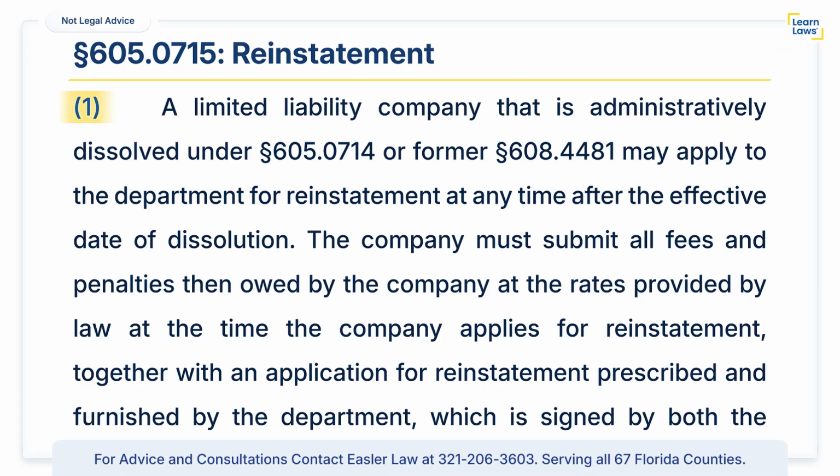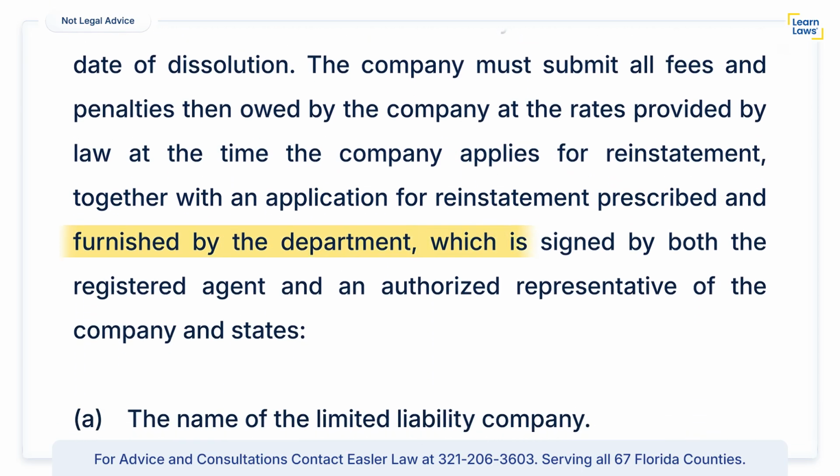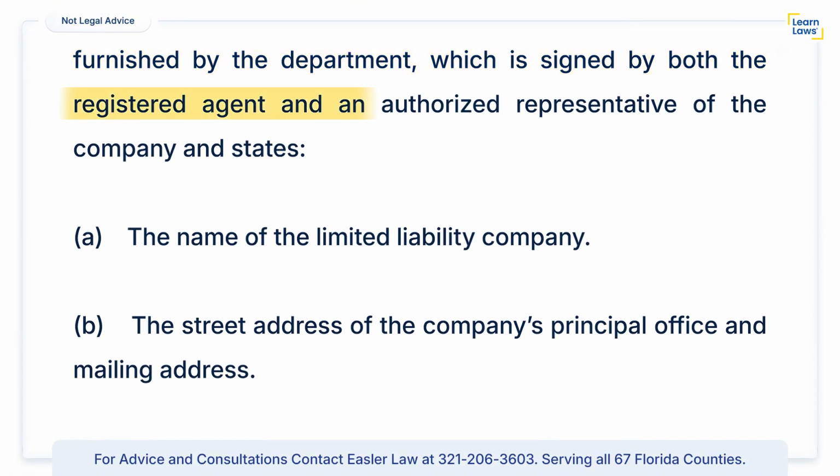605.0715. 1. A limited liability company that is administratively dissolved under Section 605.0714 or former Section 608.4481 may apply to the Department for reinstatement at any time after the effective date of dissolution. The company must submit all fees and penalties then owed by the company at the rates provided by law at the time the company applies for reinstatement, together with an application for reinstatement prescribed and furnished by the Department, which is signed by both the registered agent and an authorized representative of the company and states: A.